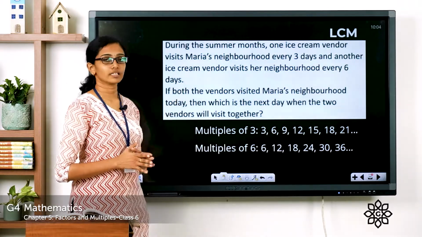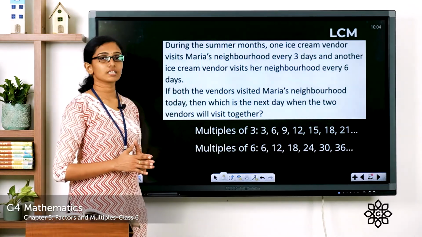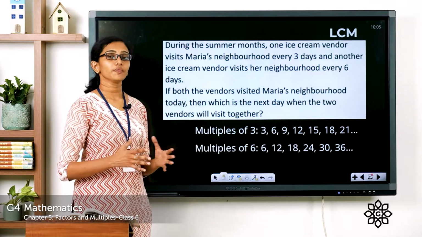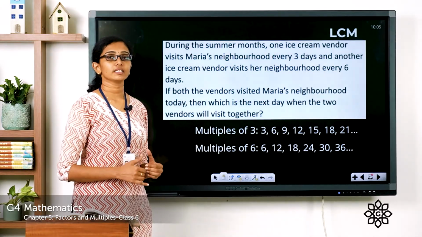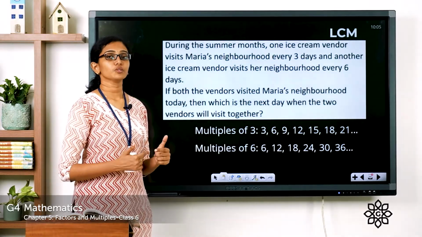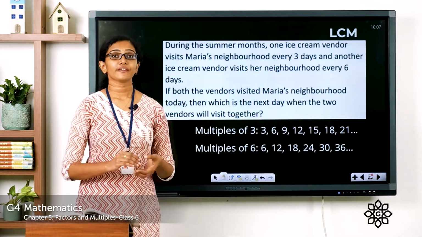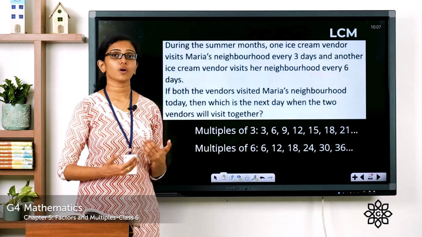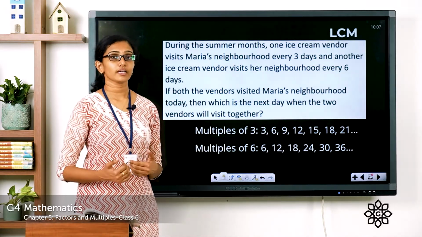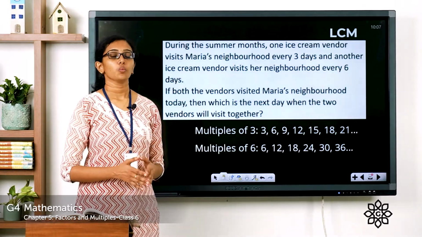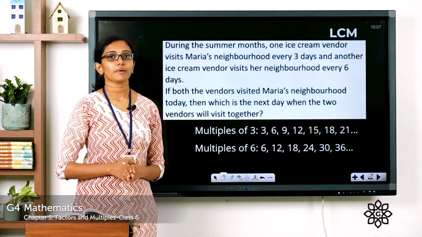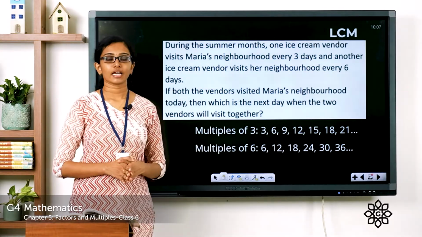And what is asked in the question? In the question it is given, if both the vendors visited together today, which will be the next day they will be visiting together. So, if they visited today, the closest day from today that they will visit together will be the least common multiple of 3 and 6, right?